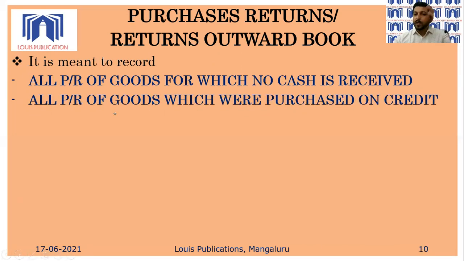Second, all purchase returns of goods which were originally purchased on credit. We had purchased on credit. We find there is some defect, some damage or not of the specification. We are returning it. Anyway, it was purchased on credit. We are returning it back. We are not getting any money. That is also recorded in the purchases returns book.